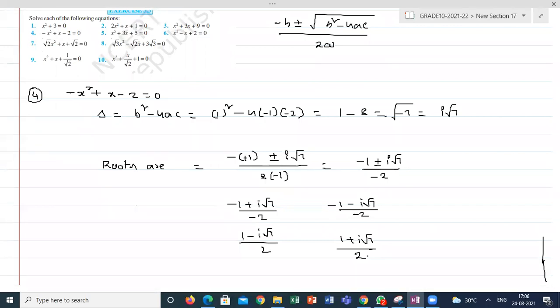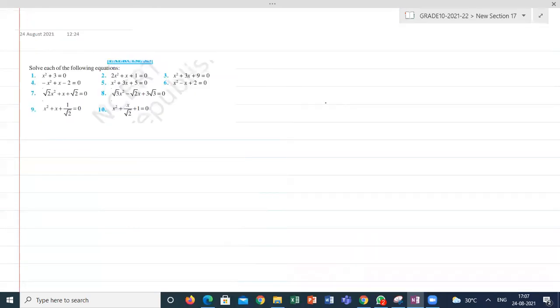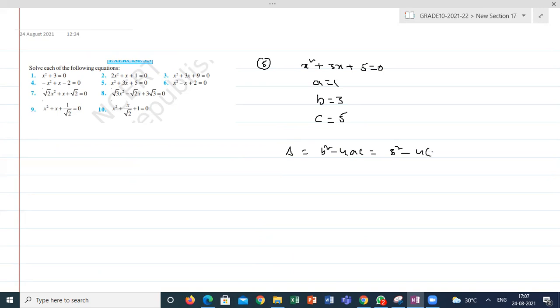Yes, sir. The same way, if I take the next question, x square plus 3x plus 5 is equal to 0, please solve and let me know what the roots are. My a is equal to 1, b is equal to 3, c is equal to 5. So the delta is equal to how much here? B square minus 4ac, that is 4 into 1 into 5. So 9 minus 20, minus 11. Is it minus 11? Yes, sir.